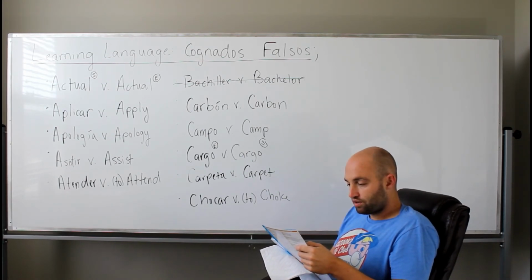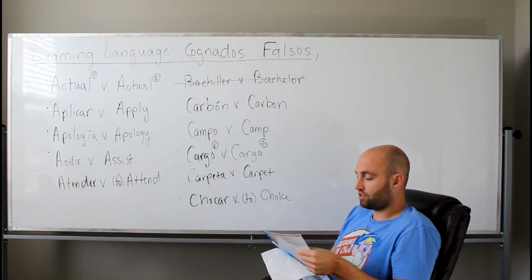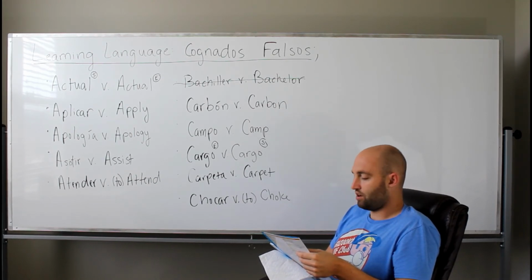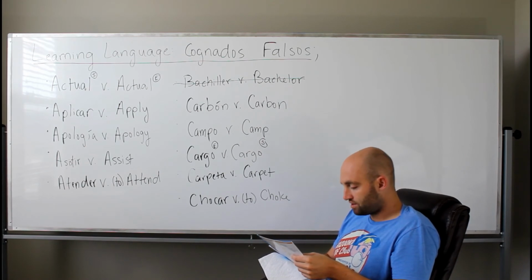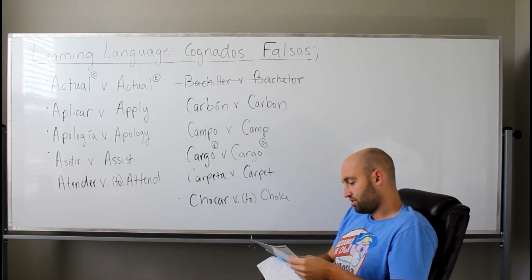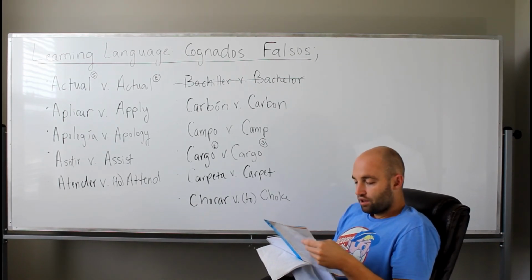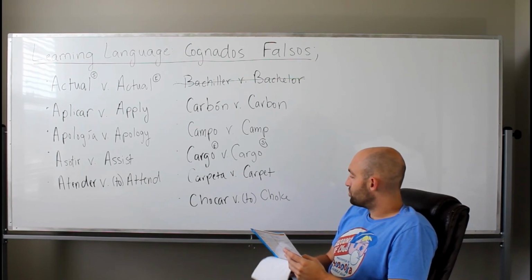And then carpet, it has alfombra. Alfombra, Spanish to English in the dictionary, went back to carpet directly. English to Spanish, carpet went to alfombra. Folder went to carpeta. And file went to archivo, or archive, to archive. Check the archives. And then last one, chocar versus to choke.